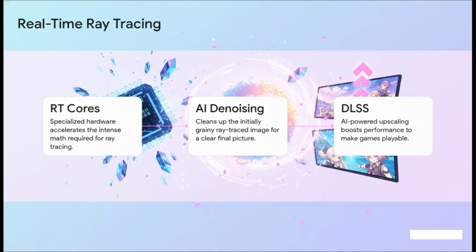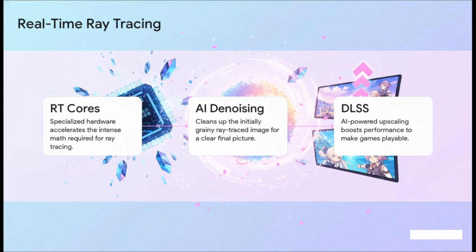So what's the magic recipe that makes real-time ray tracing actually work? Well, it's not just one thing. It's this powerful trio of technologies working together. First, you have the RT cores. That's the raw muscle doing the heavy math. Then you have AI denoising, which is like a cleanup crew that makes the image look perfectly clean. And finally, you have amazing AI upscaling tech, like DLSS, which boosts performance like crazy so your game still runs super smooth.